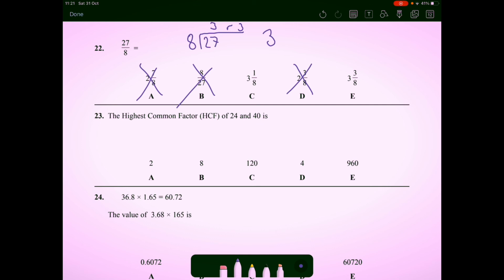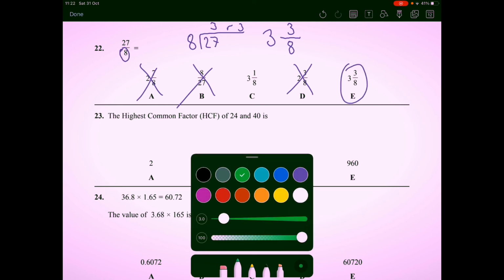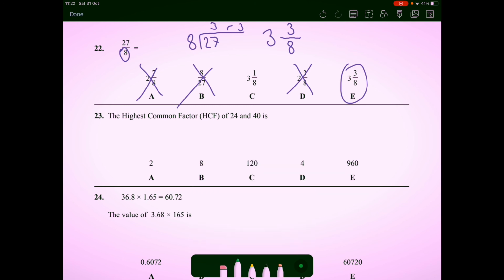So it goes into it 3 times. Now, when you perform a division question using bus stop, bus shelter, whatever you want to call it, and you get that little remainder, that remainder becomes the numerator, and the denominator is the divisor. In other words, the amount you divided by: 3 and 3/8. Another more visual way of looking at this is how many whole ones make up 27/8. So there's 8/8 plus 8/8. So that represents 1. That represents 2.